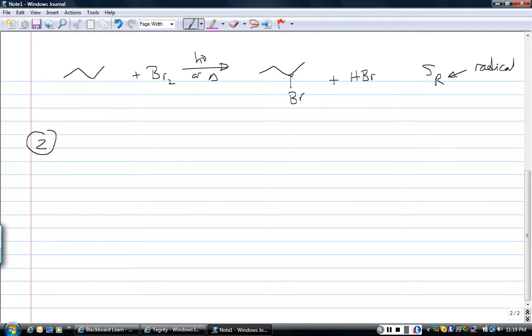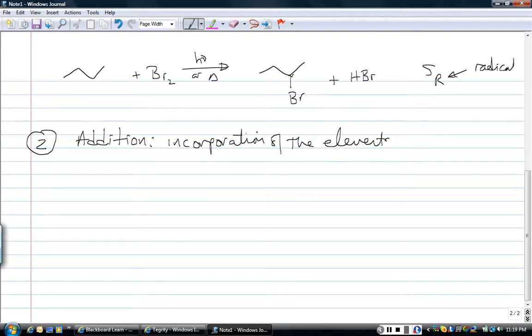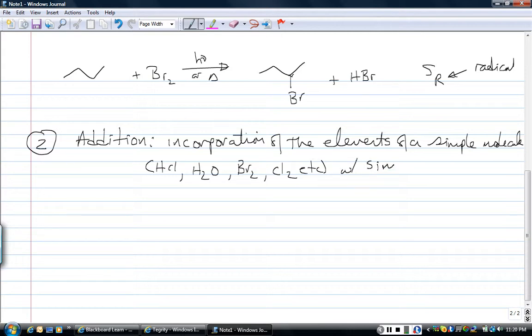The other class of organic reaction is addition. An addition reaction is one in which there is incorporation of the elements of a simple molecule, and by simple molecule, we mean things like HCl or H2O or Br2 or Cl2 or something of that type, with simultaneous loss of a pi bond. Right? That's an addition reaction.